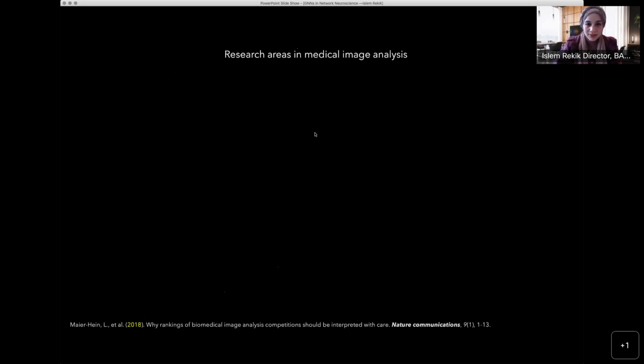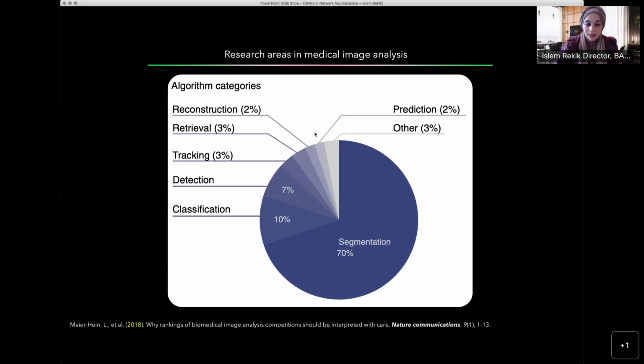So moving up next, as you guys know in this diagram, what do we see in terms of the distribution of the publications in the field of medical image analysis? This was a paper that was published back in 2018 in Nature Communications. And you can see that the majority of the papers focus primarily on segmentation. You have classification, also disease detection, object detection, tracking, retrieval, reconstruction. But 2%, at the time, a few years ago, was focusing on prediction.